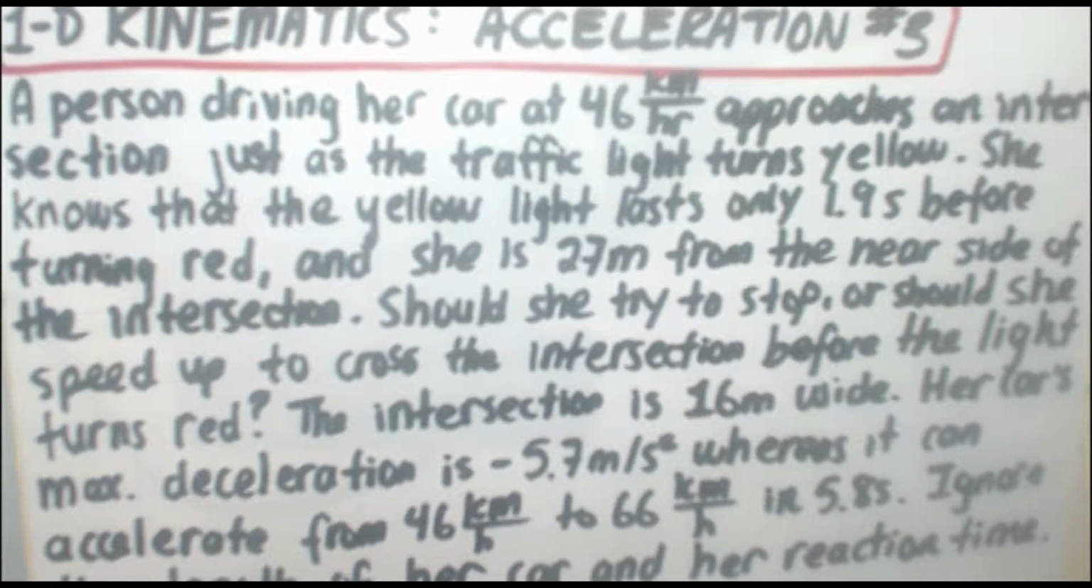A person driving her car at 46 kilometers per hour approaches an intersection just as the traffic light turns yellow. She knows that the light lasts only 1.9 seconds before turning red, and she is 27 meters from the near side of the intersection. Should she try to stop or should she try to speed up and cross the intersection before the light turns red? The intersection is 16 meters wide.